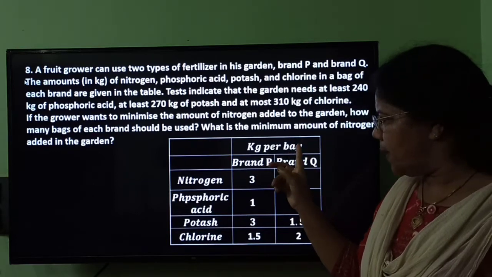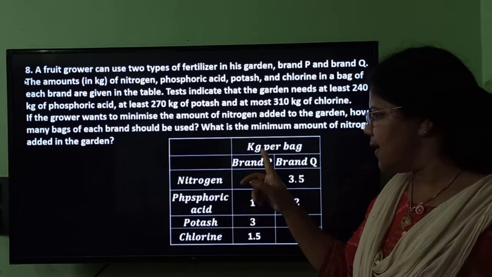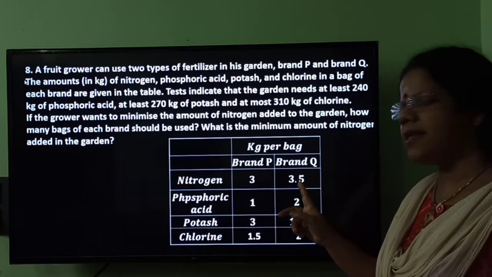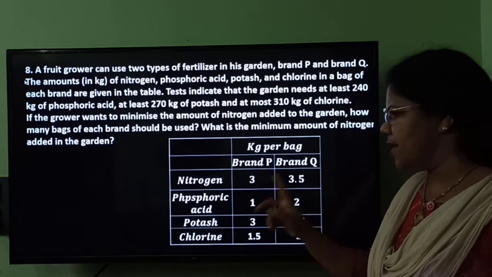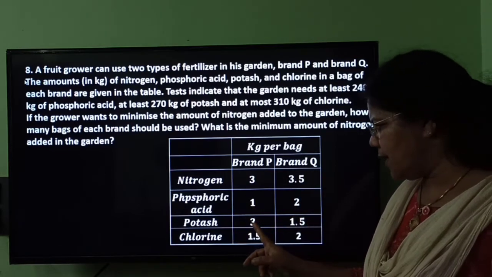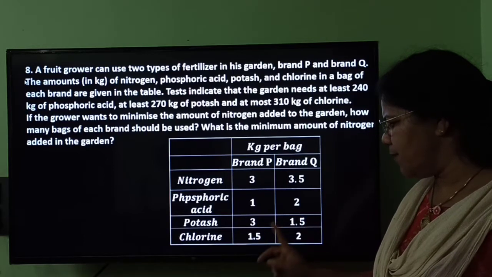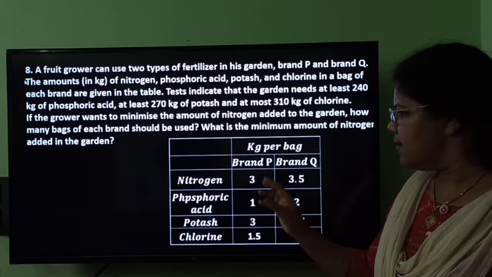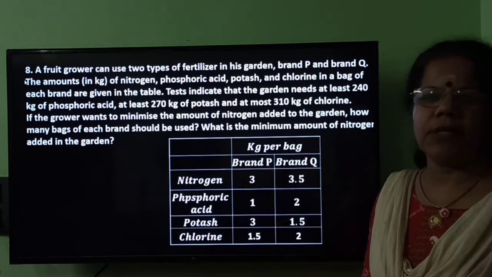In brief, a fruit grower wanted to mix 2 brands of fertilizer, brand P and brand Q, and in the table it is given that each brand contains nitrogen, phosphoric acid, potash and chlorine. So per bag, the nitrogen content in brand P is 3 kilograms and in brand Q is 3.5 kilograms. Phosphoric acid is 1 kilogram and 2 kilograms. Potash is 1.5 kilograms and 2 kilograms, and chlorine is 1.5 kilograms and 2 kilograms. This is for brand P and brand Q.